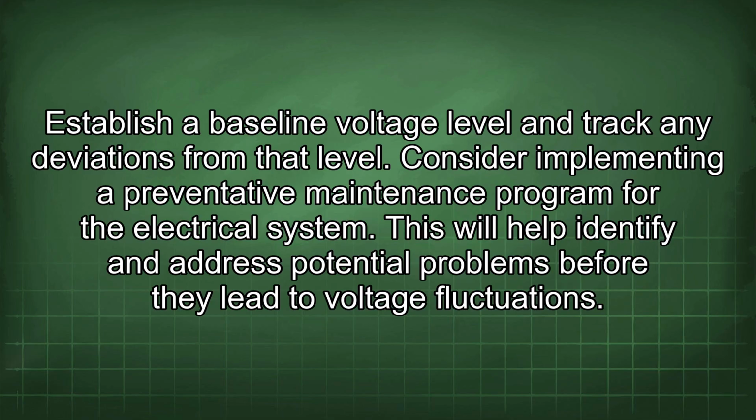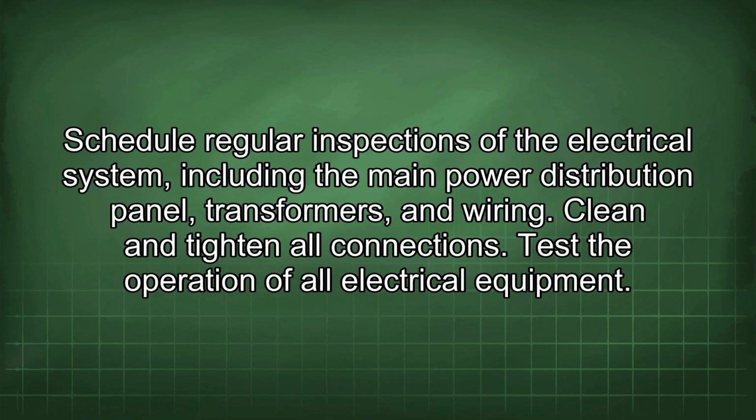Consider implementing a preventative maintenance program for the electrical system. This will help identify and address potential problems before they lead to voltage fluctuations. Schedule regular inspections of the electrical system, including the main power distribution panel, transformers, and wiring. Clean and tighten all connections. Test the operation of all electrical equipment.